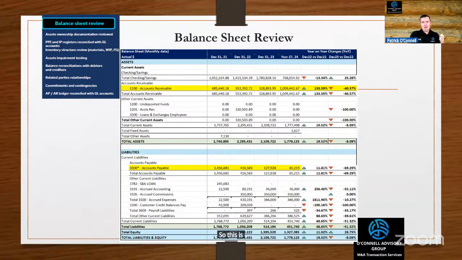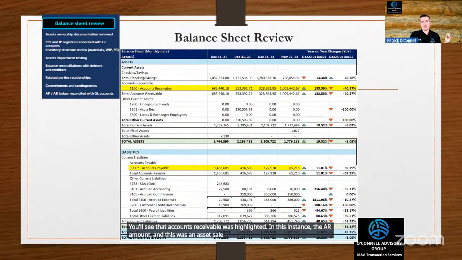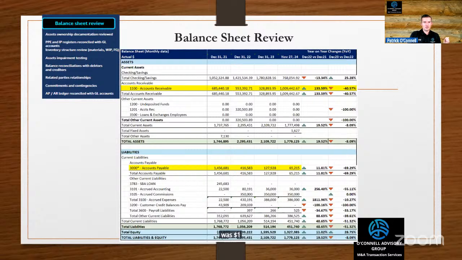So this is a snapshot of what we're about to jump into, and this is going to be the balance sheet review. This is a snapshot of a balance sheet which was generated from QuickBooks about a year ago. You'll see that accounts receivable was highlighted. In this instance, the AR amount, and this was an asset sale of 100% buyout of a small business, was $1 million, and the total assets were 1.7.